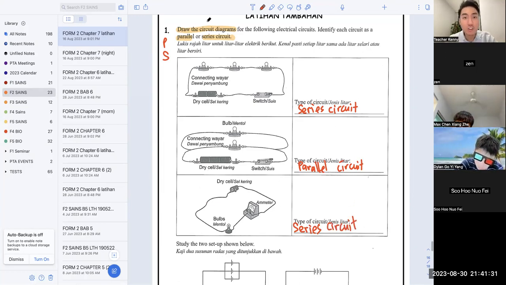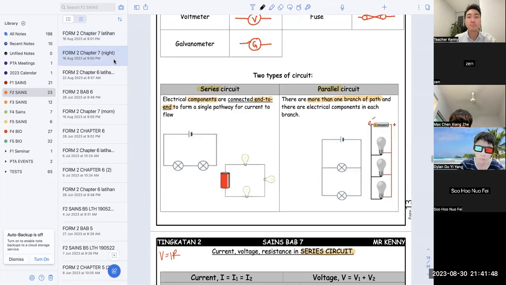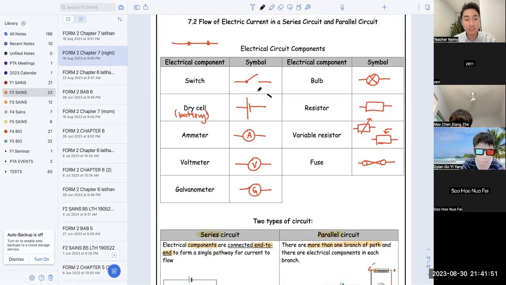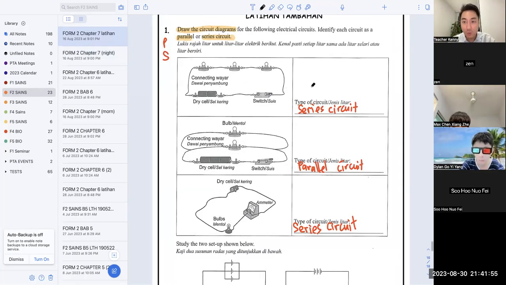Agree? Now, next, they ask you to draw the circuit diagram. How to draw a circuit diagram? You know how to draw? So let's look here. Dry cell. Anyone knows what's the symbol for dry cell? This one. Exactly, right? Since it's at the bottom here, we have to draw at the bottom here. We have to follow exactly, right? So how many dry cells do I have? 2. So that means I need to draw 1, 2 over here.